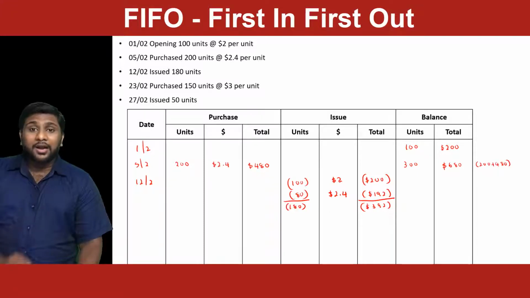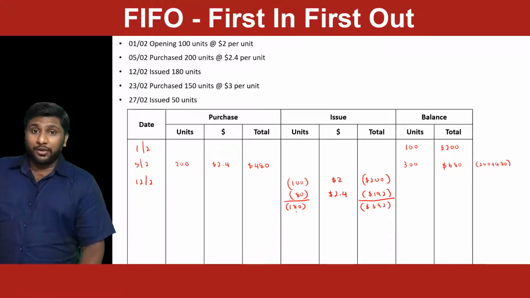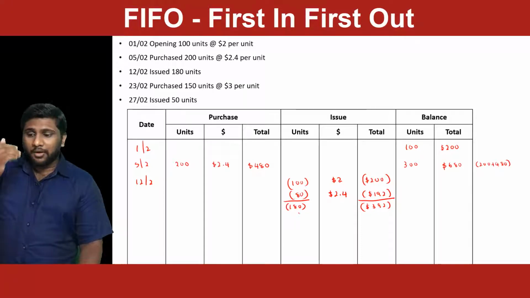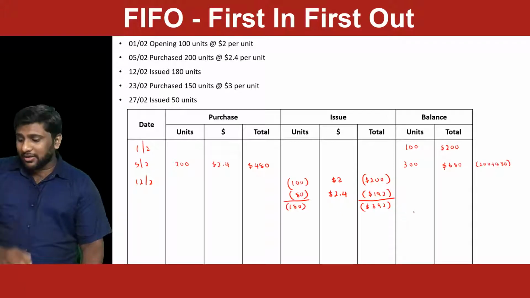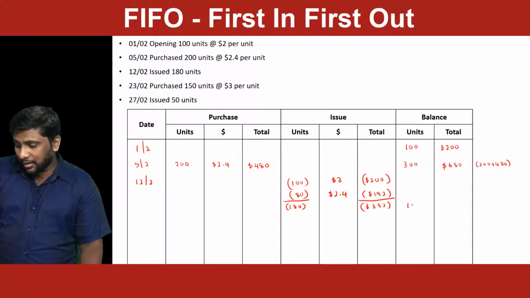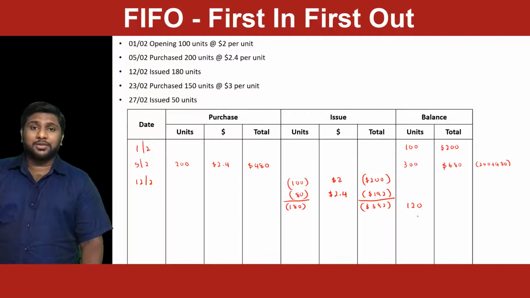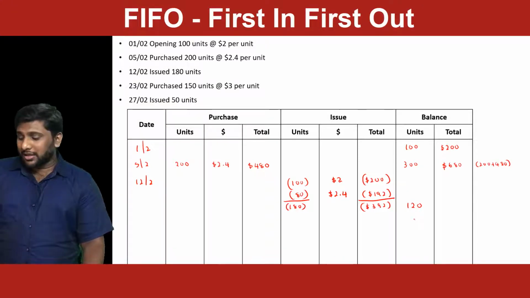So when you take your balance column, already you had 300 units. Out of that 180 units you are issuing. So it's going out of your warehouse. So the number of units will get reduced from 300 by 180 units. So it will drop to how much? 120 units. So after the issuance, in your warehouse, 120 units are there.